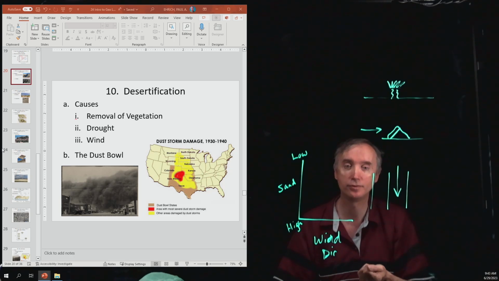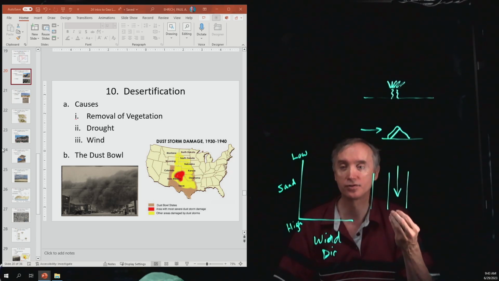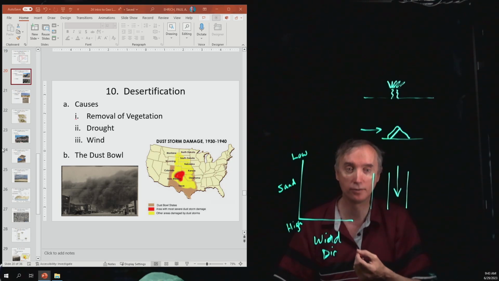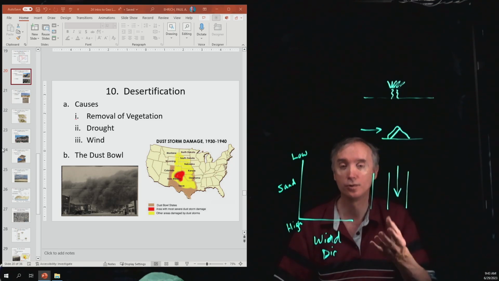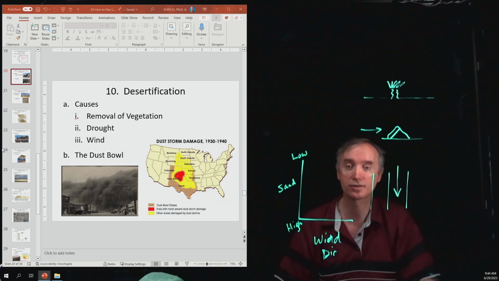Okay, then the next thing that happened was there was a prolonged drought in the Great Plains of North America during the 1930s, and that dried out the soil. So remember that soil moisture also helps to hold it together. But if that moisture is gone, then that soil becomes very crumbly and becomes powdery. And then the third thing that happened was there was a lot of wind storms during the 1930s. And so that wind was able to pick up that dry soil and it went up into the air and made these huge dust clouds that covered entire cities.